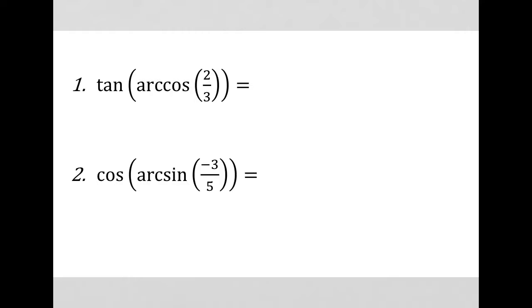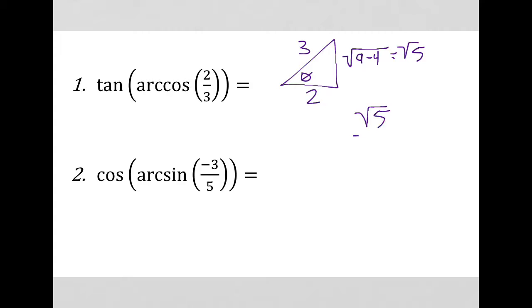So let's do 2 of these real quick and see what we come up with. Arc cosine of 2 over 3 tells me that I'm going to draw a little triangle where cosine is adjacent over hypotenuse, so I need 2 over hypotenuse of 3, like that. And we're going to use some Pythag to get 9 minus 4 equals the square root of 5 for that opposite side. Now, what is tangent? Tangent is opposite over adjacent, so we know that tan is going to be root 5 over 2.